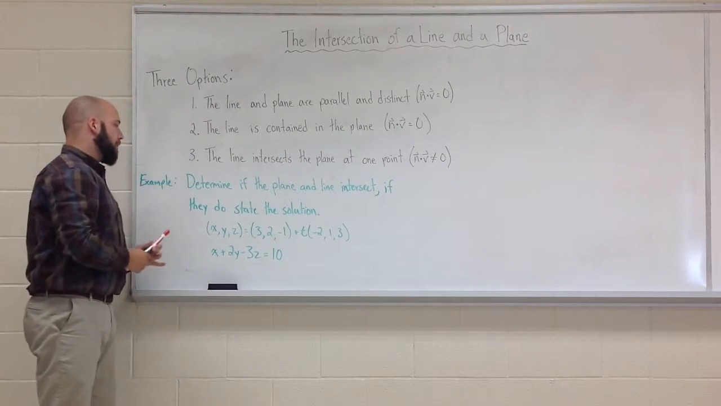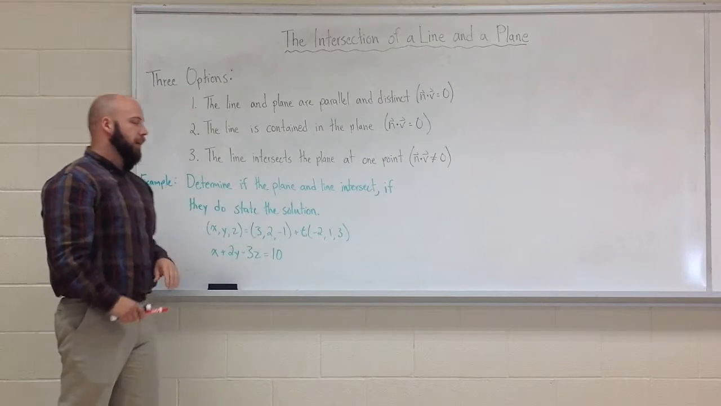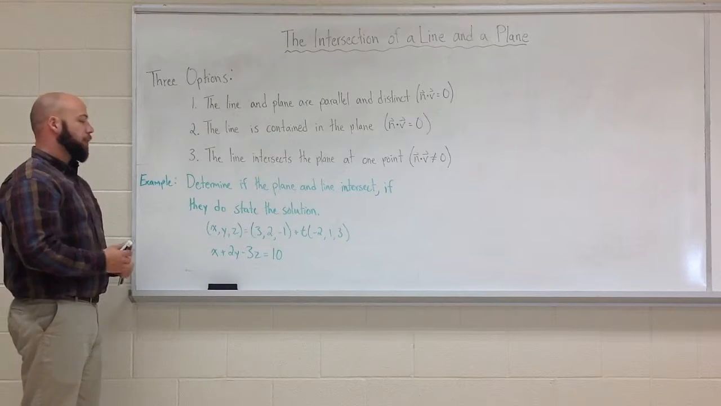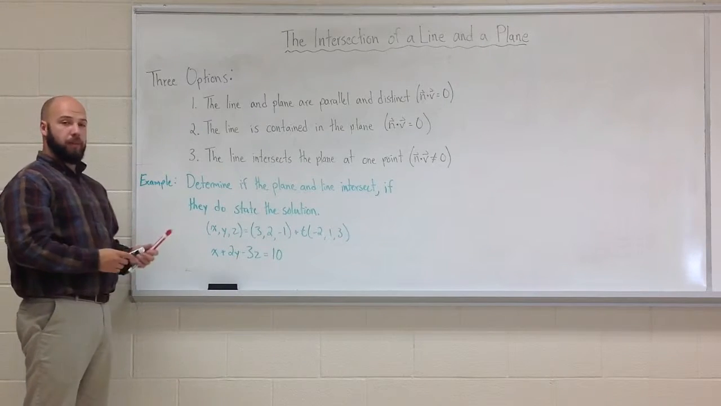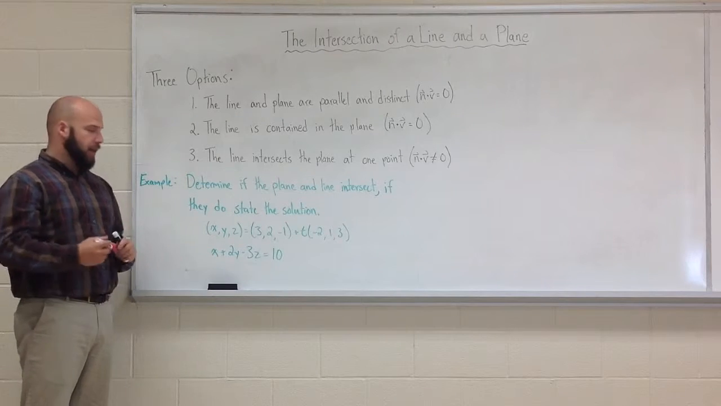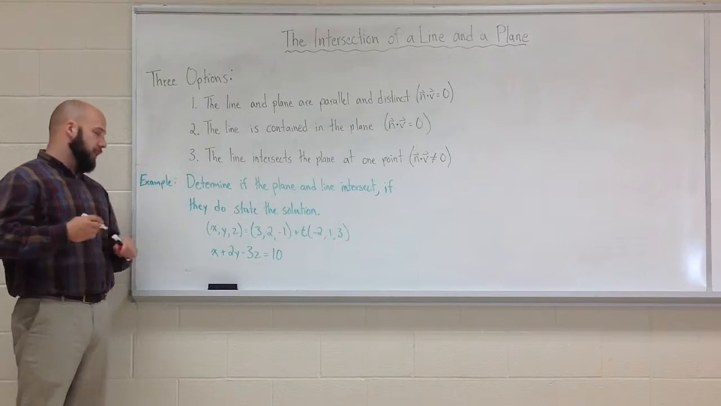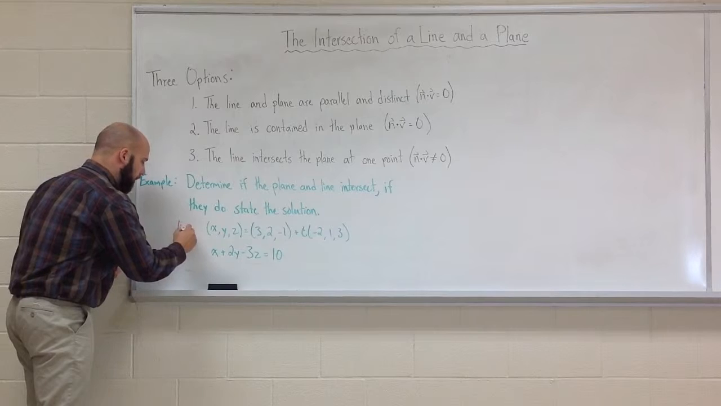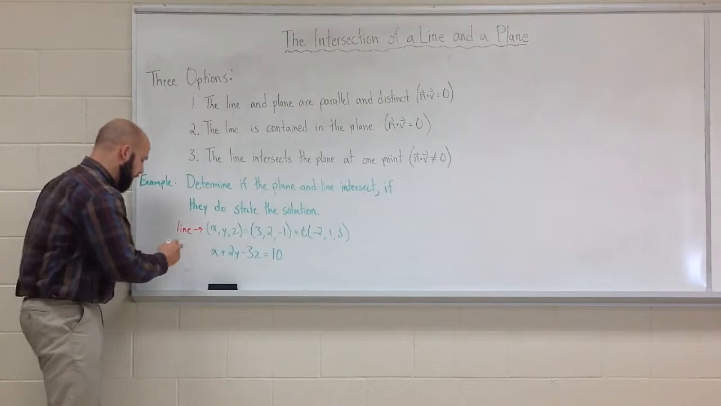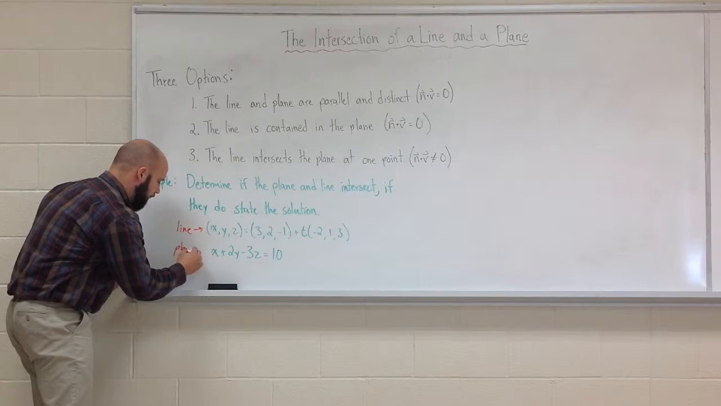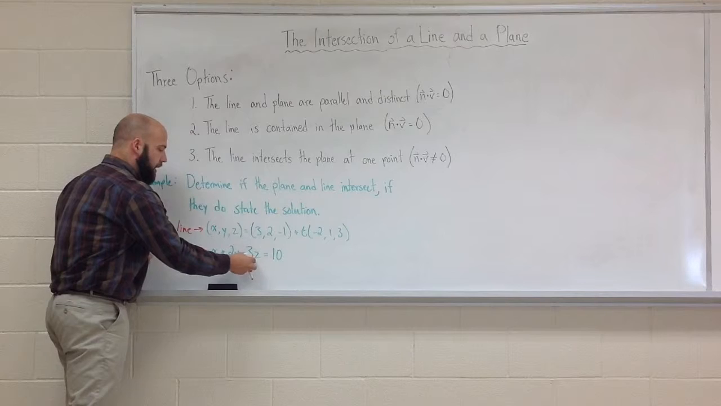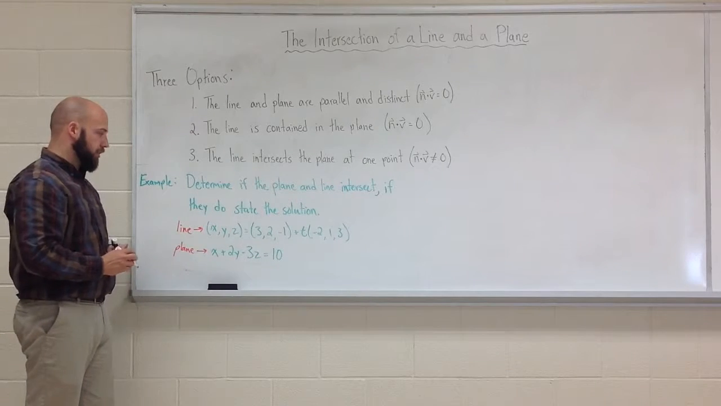If we look at our example, it says determine if the plane and line intersect. If they do, state the solution. So the first thing we need to do is identify which is the plane and which is the line. You should be getting a hang of this by doing a lot of practice problems. The equations do look similar, but this is the line because there is only one direction vector. And this is the plane because there is a z component to the scalar equation.